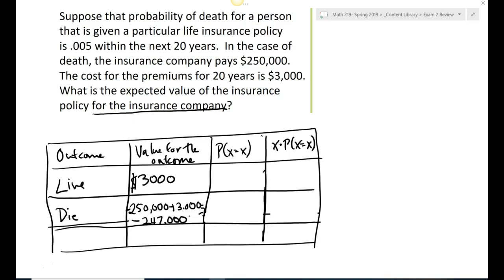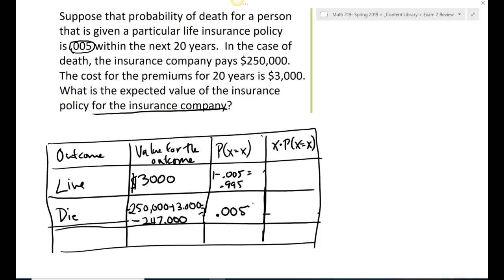Well, that's where the probability comes in. See, the probability of living is 1 minus 0.005, which is equal to 0.995. How do we know that? Well, death within those 20 years is 0.005, so life is going to be 100% minus the 0.005. And the probability of dying is 0.005. So it's way less common to have somebody die within that 20-year period, and that's why you can pay out more.